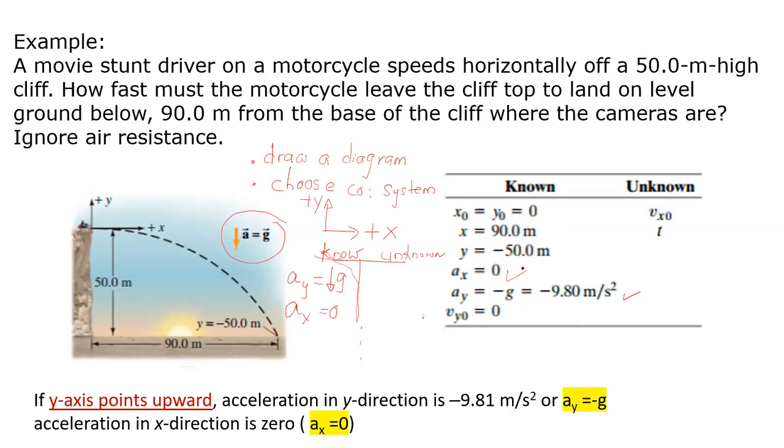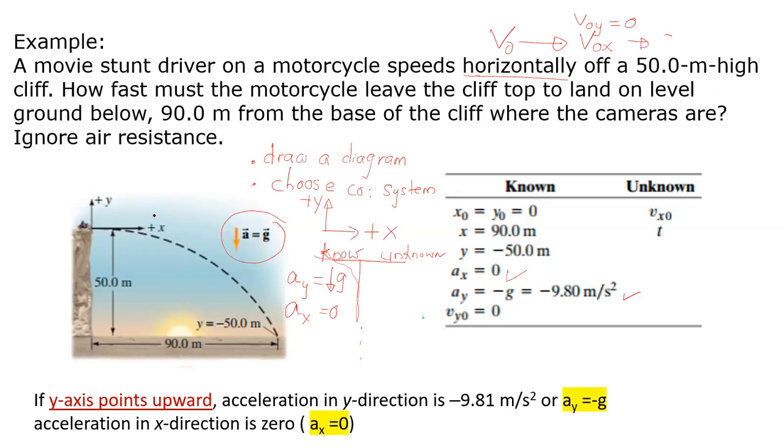Let's see, a_x: there is no acceleration in the x direction. Okay, now let's go and read the problem. A movie stunt driver leaves the cliff horizontally, so that means his initial velocity is in this direction. From this information I know his initial y velocity is 0, and his initial velocity is always to the right. And the cliff is 50 meters high.